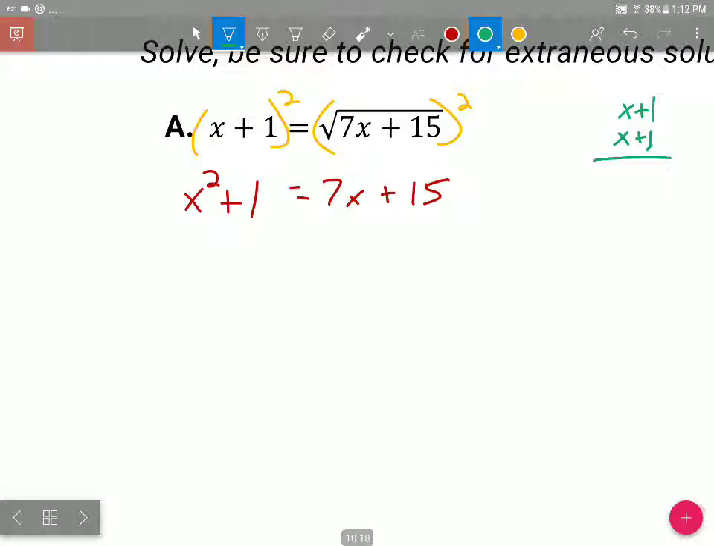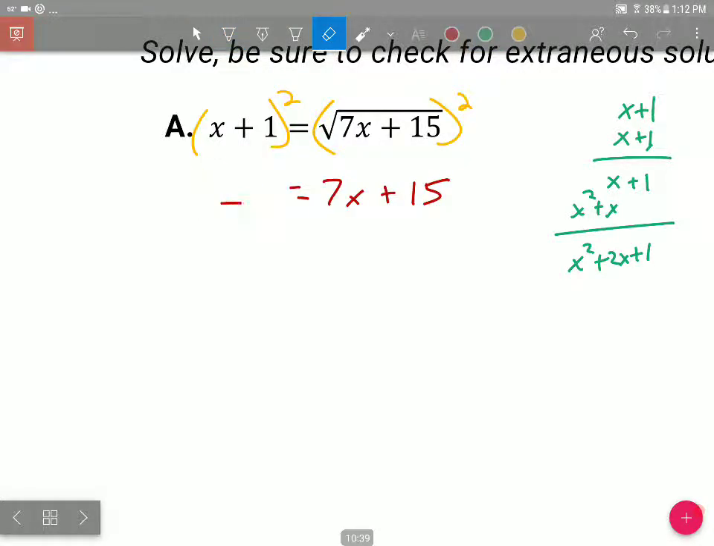So 1 times 1 is 1. 1 times x is x. x times 1 is x. And x times x is x squared, which gives you x squared plus 2x plus 1. Don't forget, this is a binomial. If you square it, write it out twice and multiply the whole thing out. So in reality, you have an x squared and a plus 1, but it's x squared plus 2x plus 1.